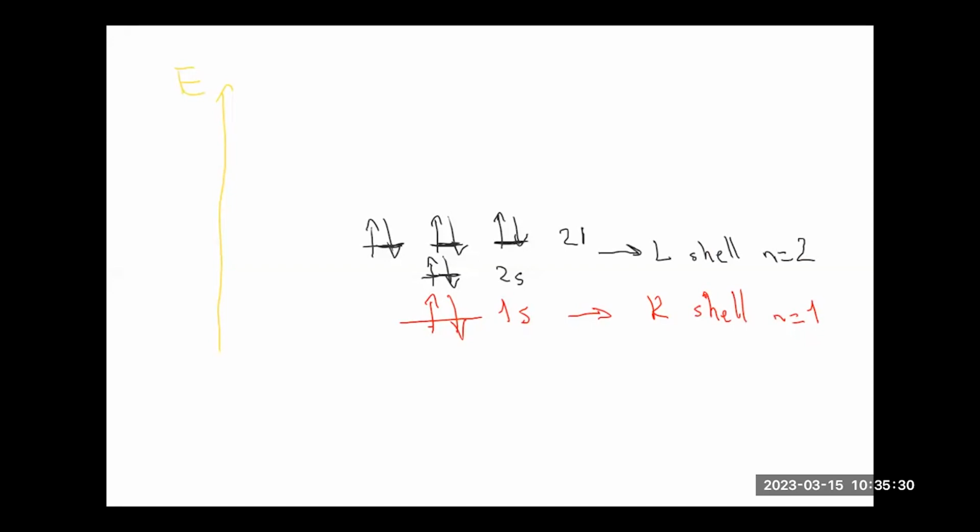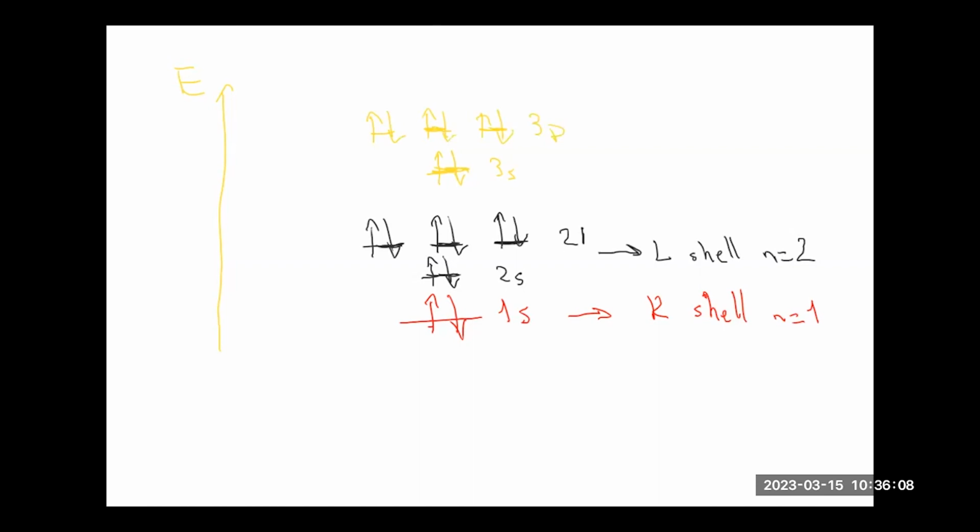3s. 3s is the lowest of the remaining ones. Electron will occupy 3s first, then 3p. Okay, we have 3p. Electrons will occupy up, down, down. Then 4s.